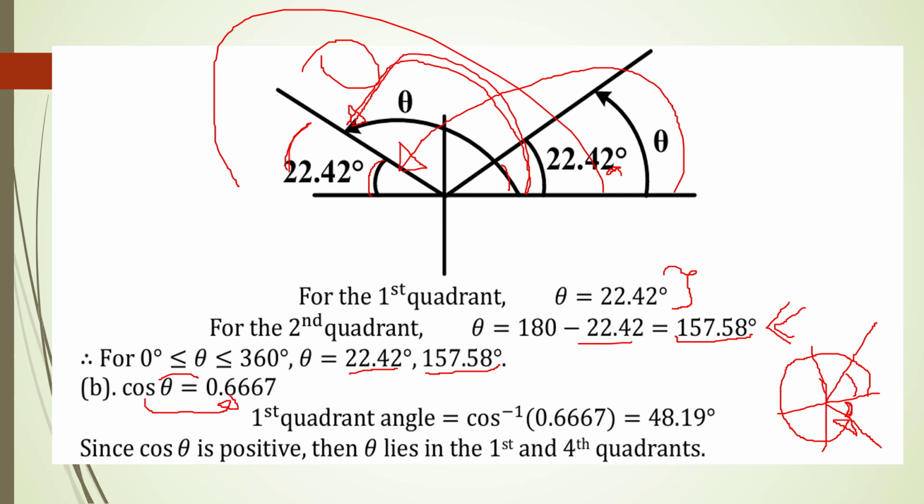So to get the angle in the first quadrant, we simply take cos to this side. It's going to be arc cos of 0.6667, so we get 48.19 degrees. So since cos theta is positive, theta is going to lie in the first and the fourth quadrant, according to this sketch I've elaborated for you.